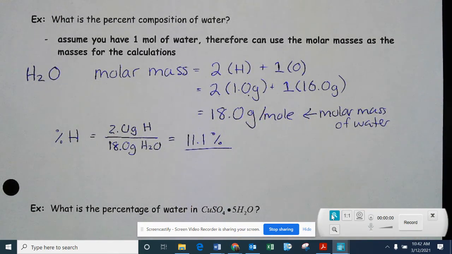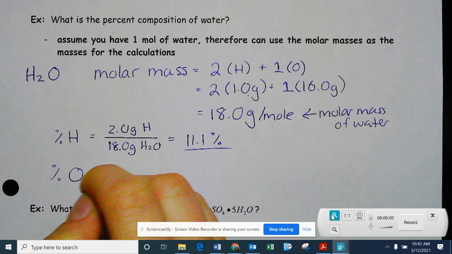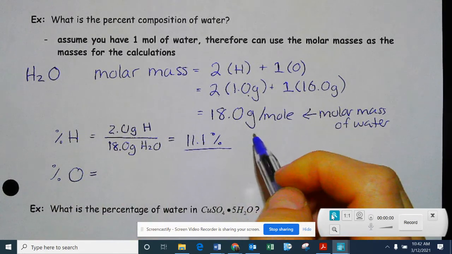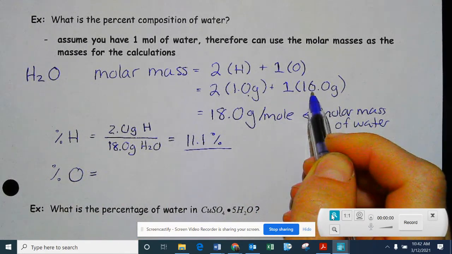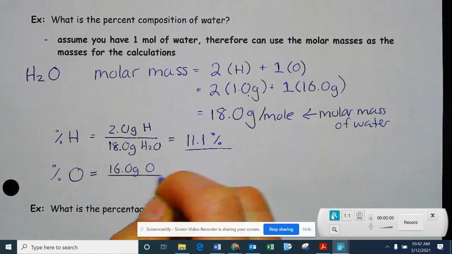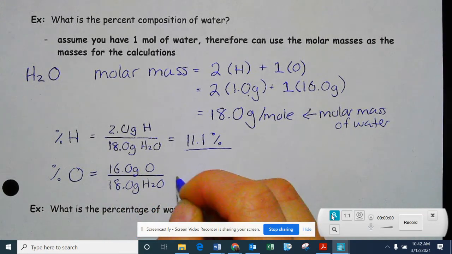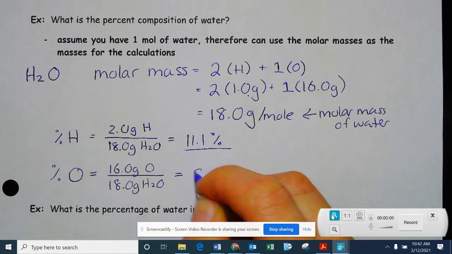So 11.1% of the mass of water comes from its hydrogen. It would be easy to just subtract that from 100 and get the mass of oxygen, but we're going to go through the process for oxygen as well. So percentage of oxygen: I've got 1 oxygen, so 16.0 grams of oxygen per every 18.0 grams of water. That's going to give me 88.9%.